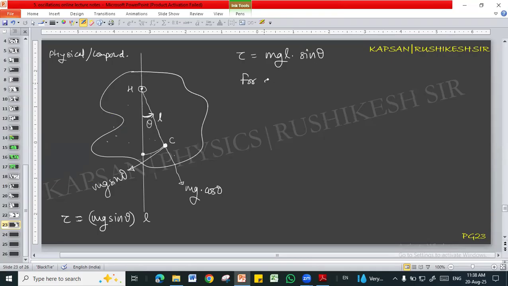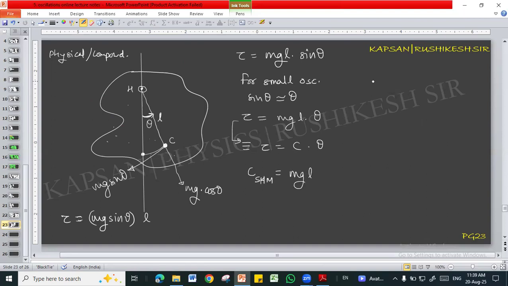Again, for small oscillations, sin theta is approximately equal to theta. Therefore, tau is equal to mgL into theta. Now this is to be compared with, this is equivalent to, tau equal to C theta. So C of SHM is equal to how much? Anyone? mgL. It is mgL now.